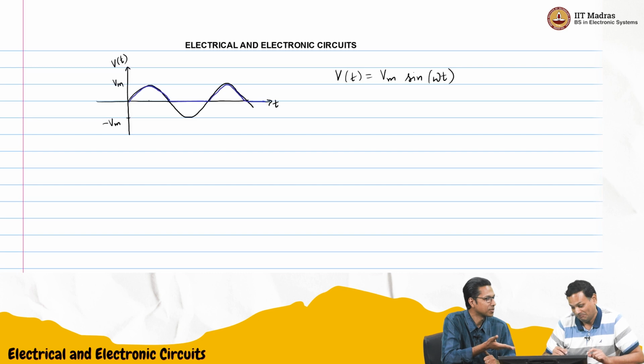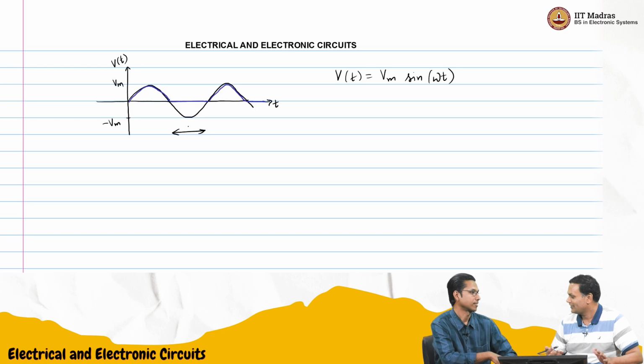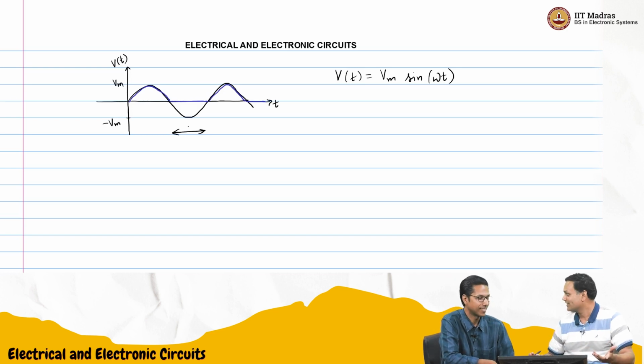So that becomes a kind of non-linear operation, no? Definitely, because at least for this time, the output and input are completely unrelated. It is zero, and it doesn't matter what minus Vm is. Correct. So it's definitely non-linear.